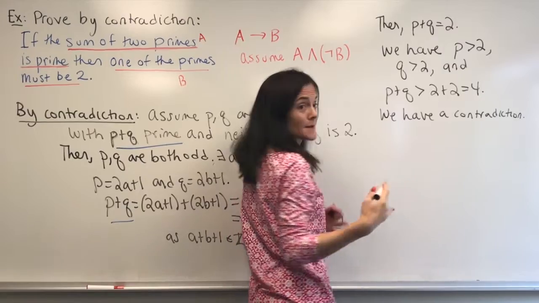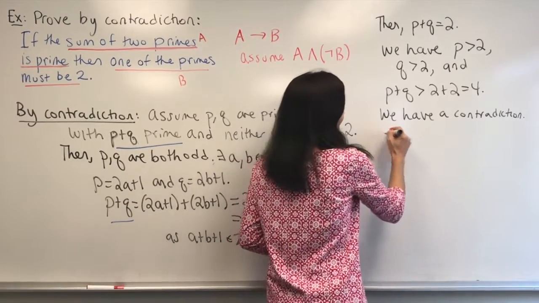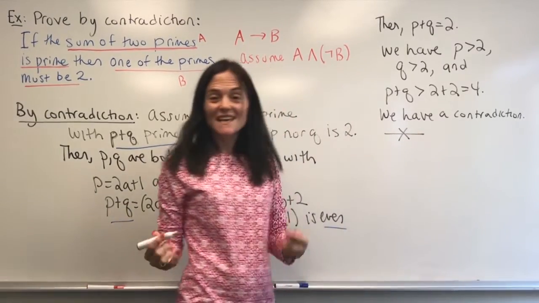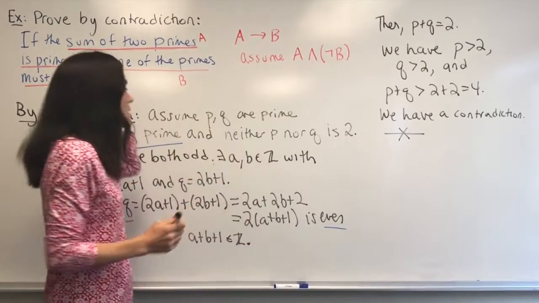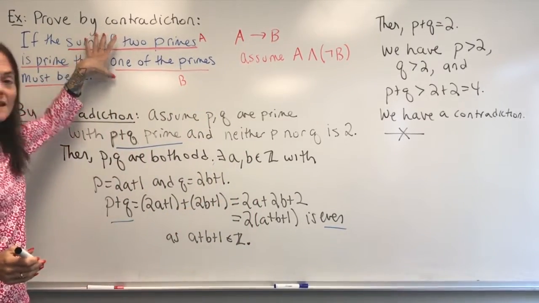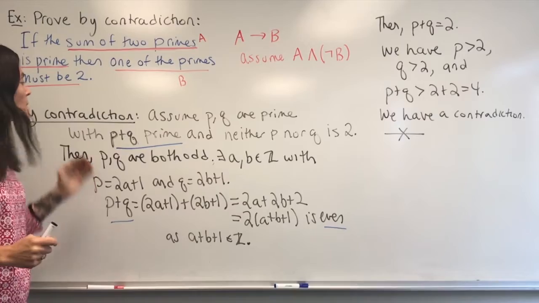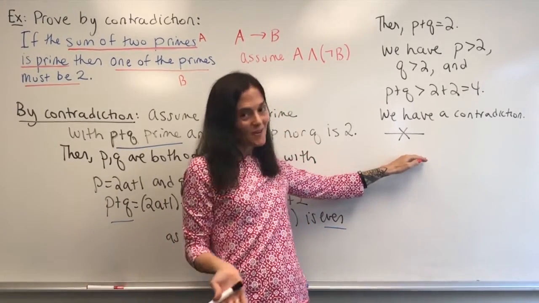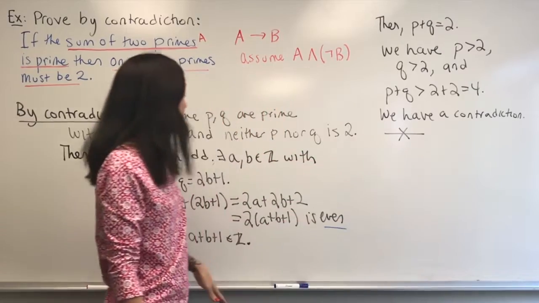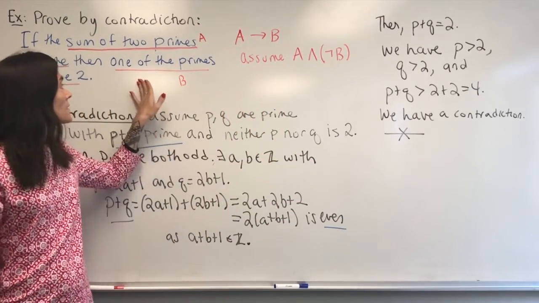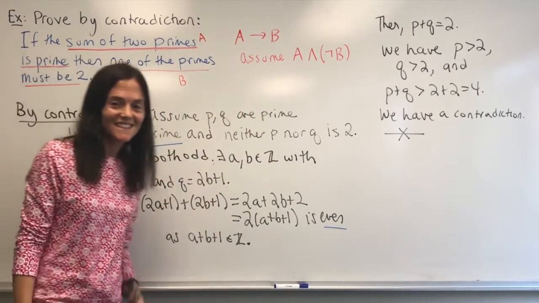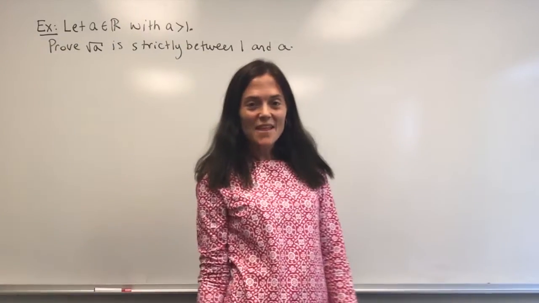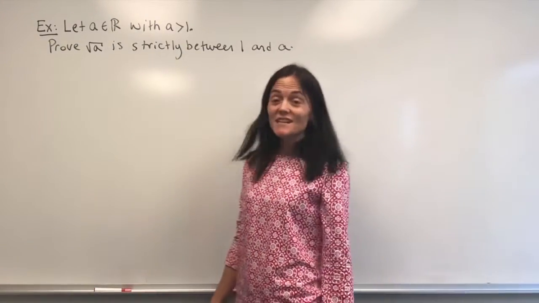Because 2 is not bigger than 4, okay? And that's the end of the proof. So therefore, the original statement here in blue must be true. We assume the opposite. It led to basically saying 2 is bigger than 4. And therefore, that's the proof by contradiction. Very good. Here's another example that will use contradiction.